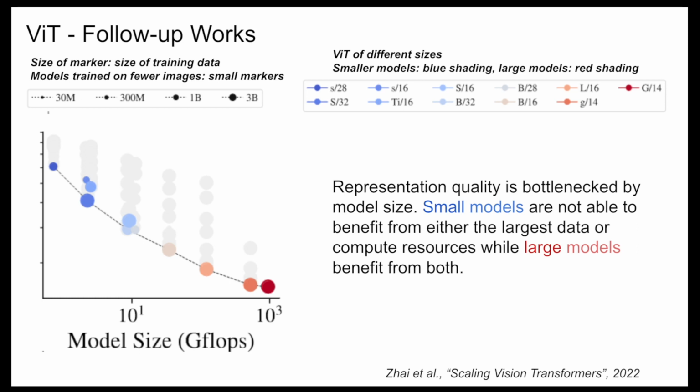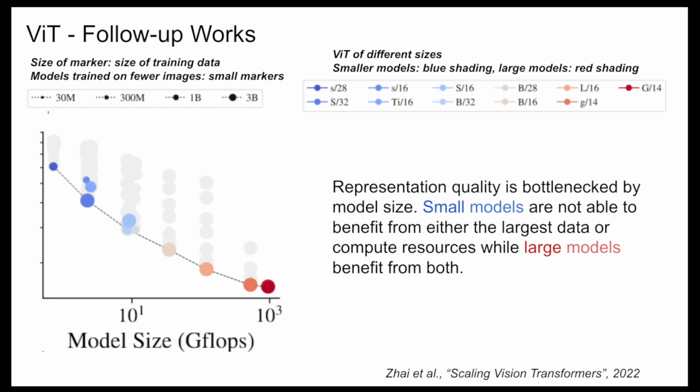Another nice graph from this paper is the one which shows the error rates and the model size in gigaflops. So this graph shows that representation quality is bottlenecked by the model size. Again, remember that the size of the model is shown by the color. So blue shading means it's a small model, and red shading means it's a large model.